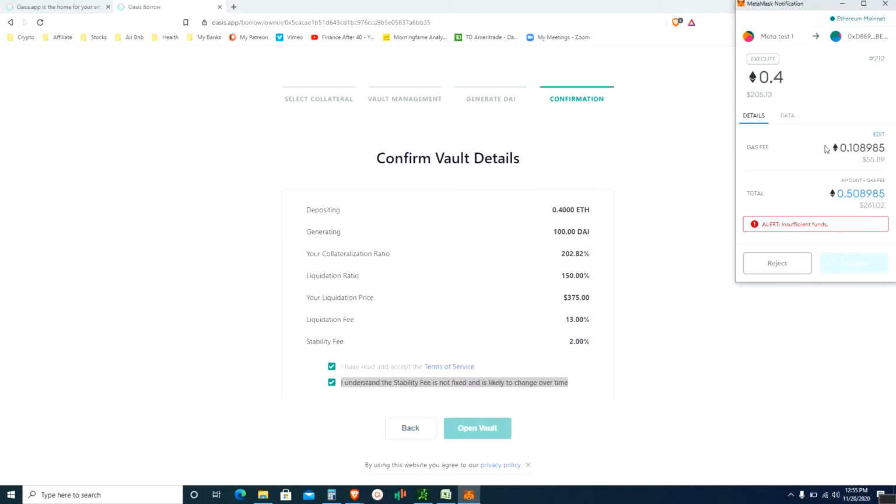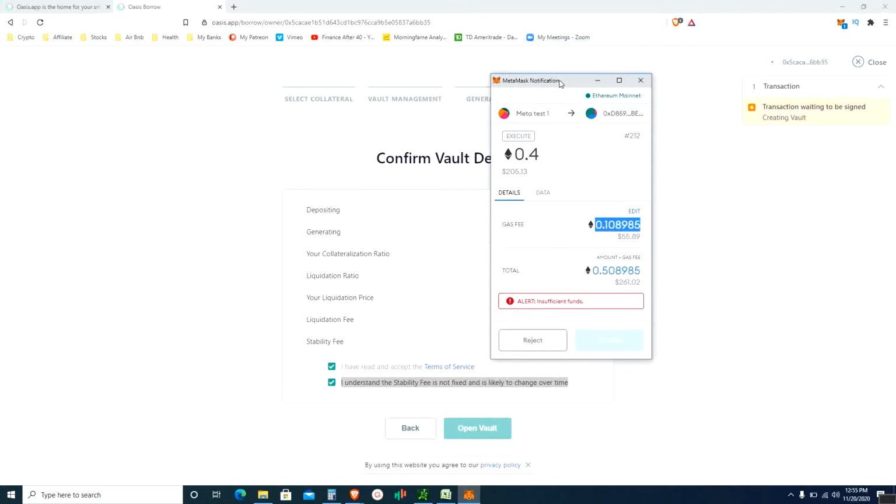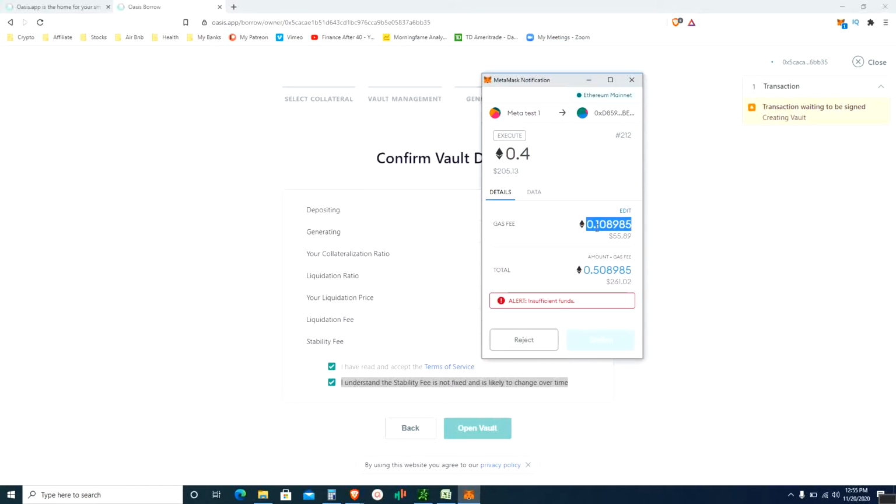Insufficient. Look at this. They're gonna charge you gas fees. I'm gonna show you guys in here. Gas fee 0.1% Ethereum, which is pretty high. Almost 11% ETH. Just to open the vault, it's gonna take 55 bucks. Pretty, you know. This is not.